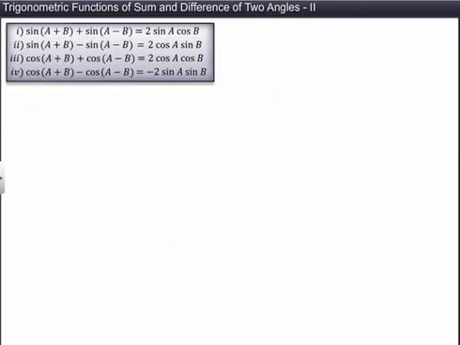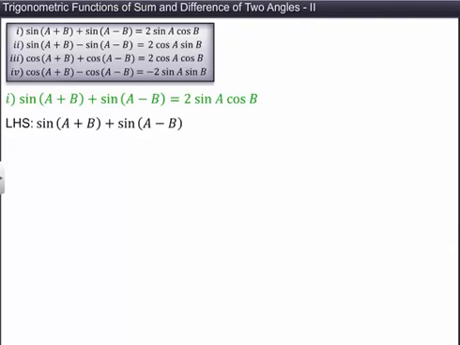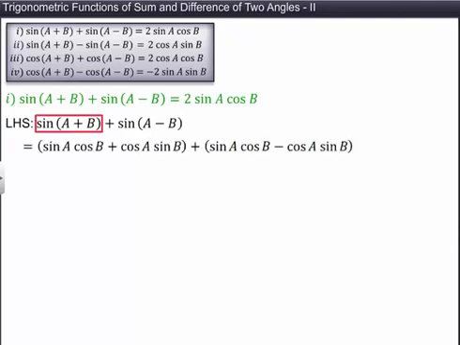The first one is sine of A plus B plus sine of A minus B is equal to 2 sin A into cos B. Consider the left-hand side. Sine of A plus B is equal to sin A into cos B plus cos A into sin B, and sine of A minus B is equal to sin A into cos B minus cos A into sin B. On simplifying, we get 2 sin A cos B. Hence the result.